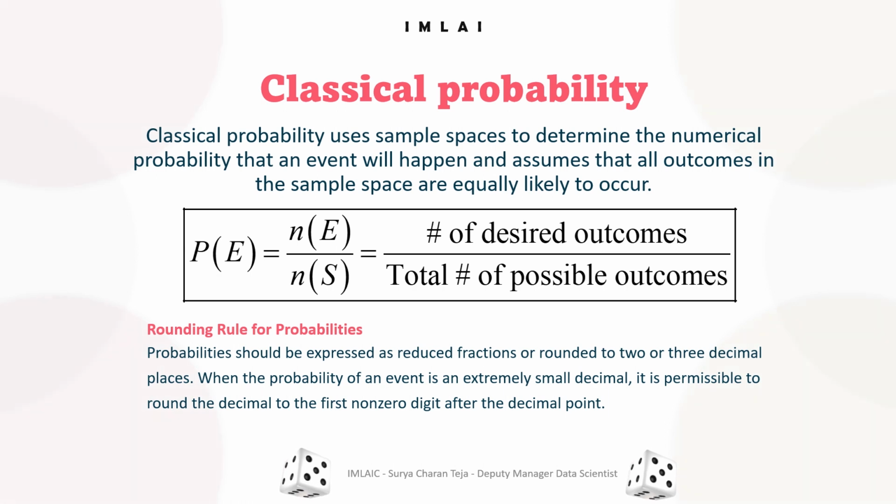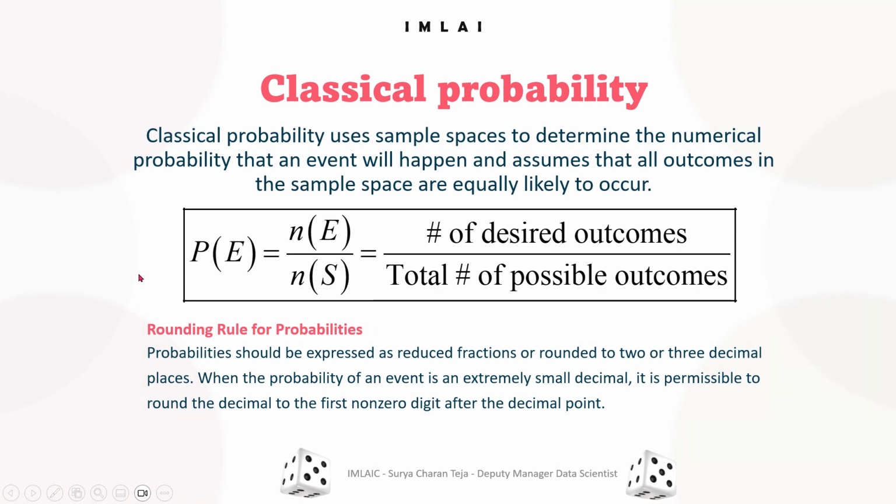Now, rounding rules for probabilities. Probabilities should be expressed as reduced fractions, or rounded to two or three decimal places. When the probability of an event is an extremely small decimal, it's permissible to round the decimal to the first non-zero digit after the decimal point. I'm repeating that. This is the rounding rule for probability.